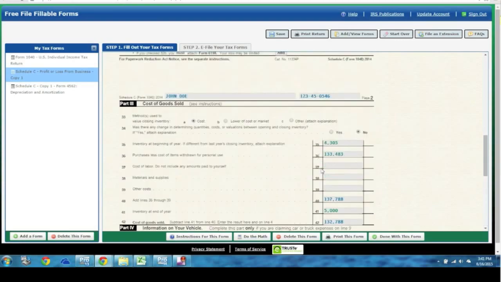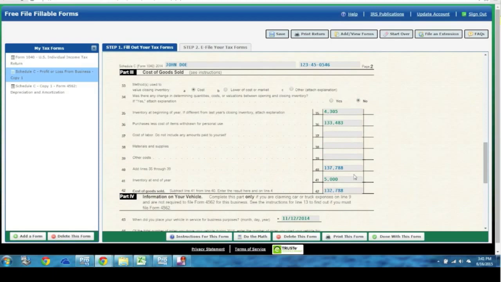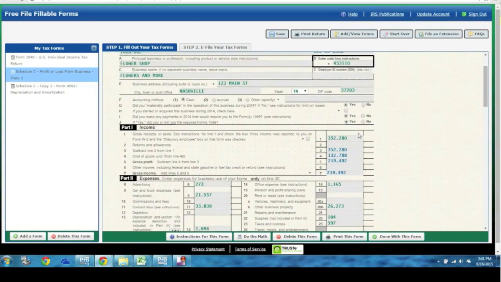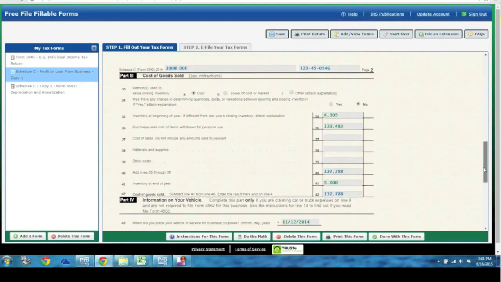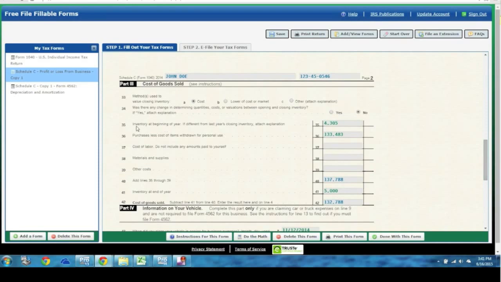And up here, this is a detail of the cost of goods sold we saw above. Remember, the cost of goods sold was $132,788. The way that is determined for inventory businesses is we take the inventory at the beginning of the year, which will come from last year's tax return, end of the year from last year. So the beginning of the year inventory, we add the purchases for the year. So we add the $133,483 to $4,305. We come up with $137,788. That is the total amount that was purchased or was already on hand.